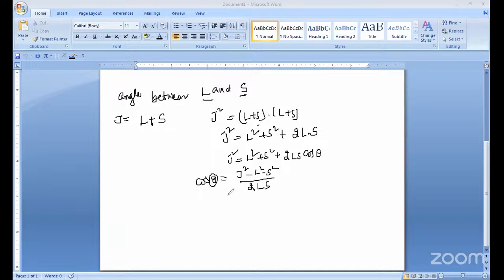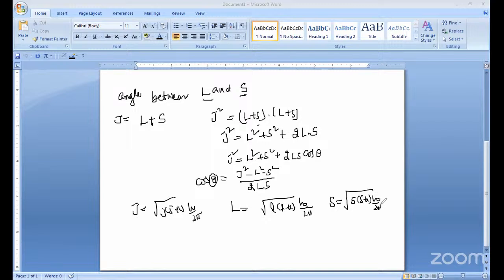Since the eigenvalues of the squares of angular momentum are J square, L square and S square, we have written that J is equal to root over J into J plus 1 into h by 2 pi, and similarly L is root over L into L plus 1 into h by 2 pi. Similarly S is root over S into S plus 1 into h by 2 pi. Therefore J square is simply J into J plus 1 into h by 2 pi whole square, otherwise simply h cut whole square.